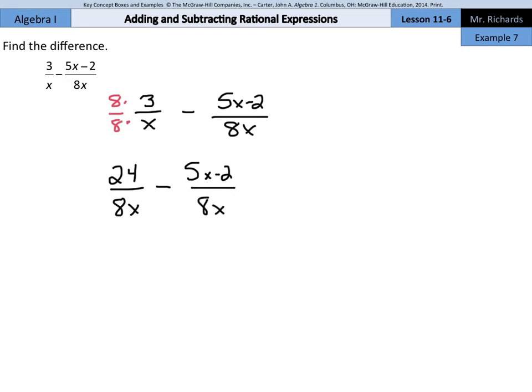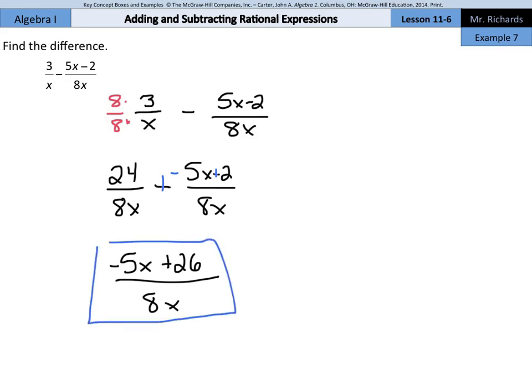Well, I think it's easier to add when we're dealing with this, so if we add the inverse here, we're going to end up with the negative 5x, and then 24 plus 2 is plus 26, all over 8x. And that is our answer, negative 5x plus 26 over 8x.